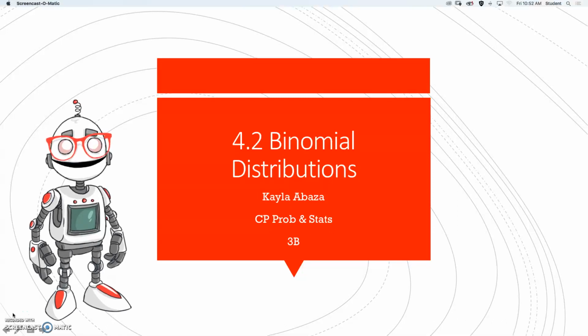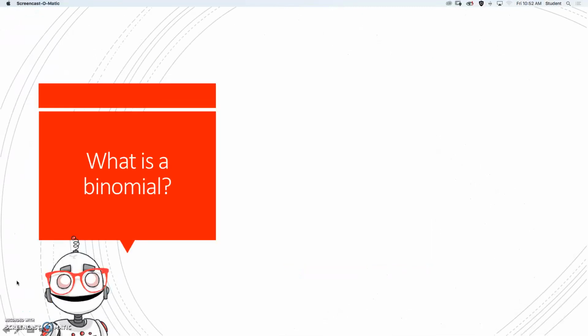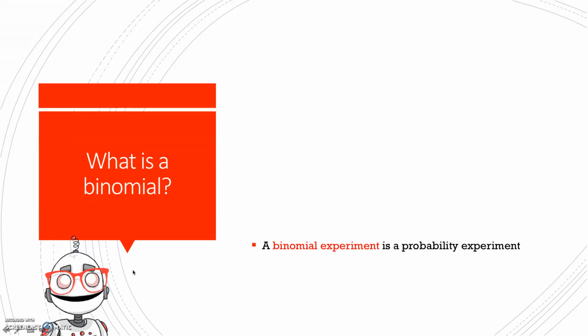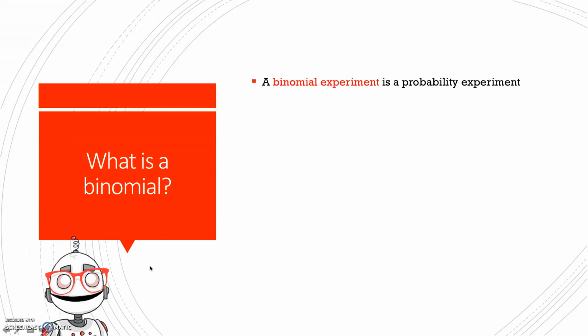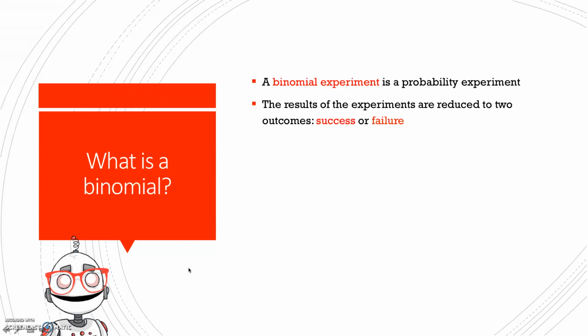We will be teaching you about binomial distributions. What is a binomial? A binomial is an experiment, a probability experiment. The results of the experiment are reduced to two outcomes, success or failure. Whether the success is a positive or a negative doesn't matter. Whatever you are looking for is considered the success.